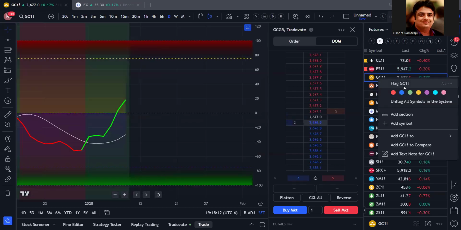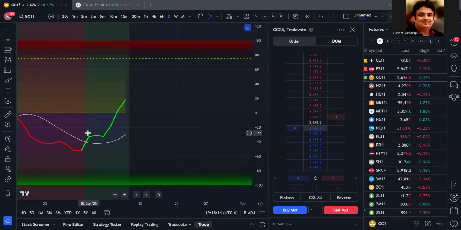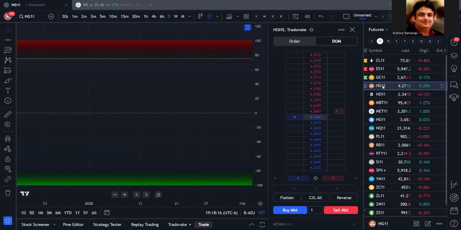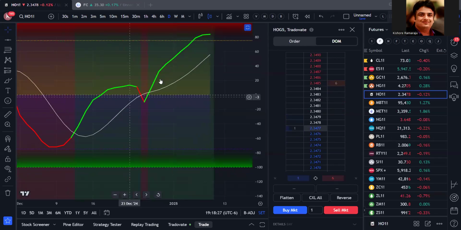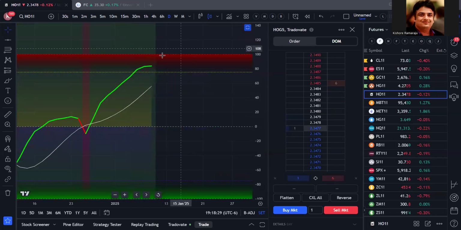Same thing, gold we already saw. We'll only take the buy orders. Copper, only buy orders. Heating oil. Heating oil is also the same as crude oil. It went all the way up. It is close to the overbought area. So at any point of time, buyers can start selling and taking the profit, so it can start to drop. So I will avoid this ticker.